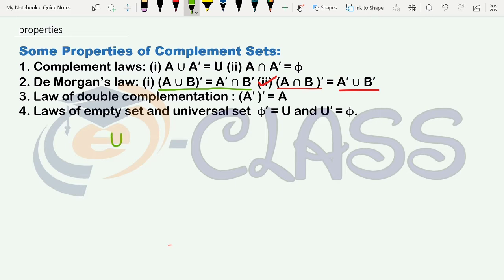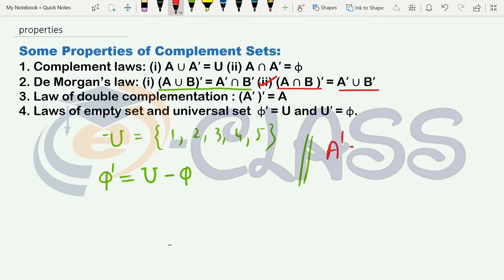So take universal set equals 1 2 3 4 5. Now phi complement equals universal set minus phi, because we know A complement equals universal set minus A. So phi complement equals universal set minus phi.